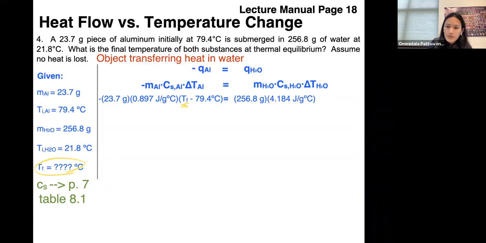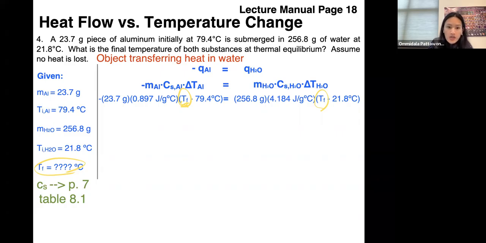We use the mass of water, the specific heat of water, and then T final minus the initial temperature of water. Remember, the final temperatures should be the same. Therefore, these two are considered to be just one unknown variable, because eventually both objects have to reach the same temperature. So this T_f would be the same identical value, which means we have only one unknown variable, so you should be able to solve for it.